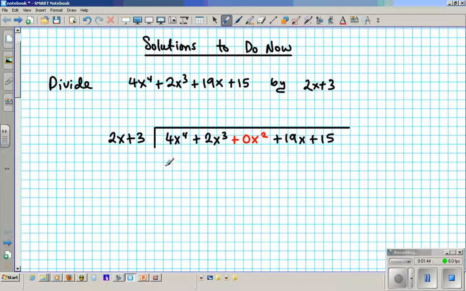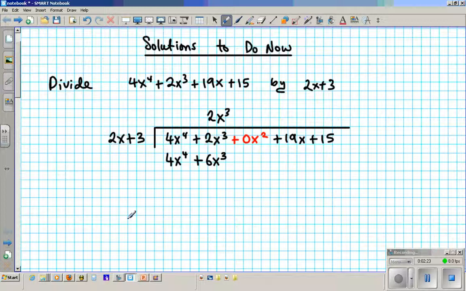Now, we just focus on the first two terms, see how many times this multiplies by something to get this, and then we distribute. So 2x times what gives you 4x to the fourth? I know 2 times 2 gives me 4, and x cubed times x gives me x to the fourth. So when I distribute it back, I get 4x to the fourth. That has a consequence of multiplying this by the first. And then I multiply by the second, I get plus 6x to the third.